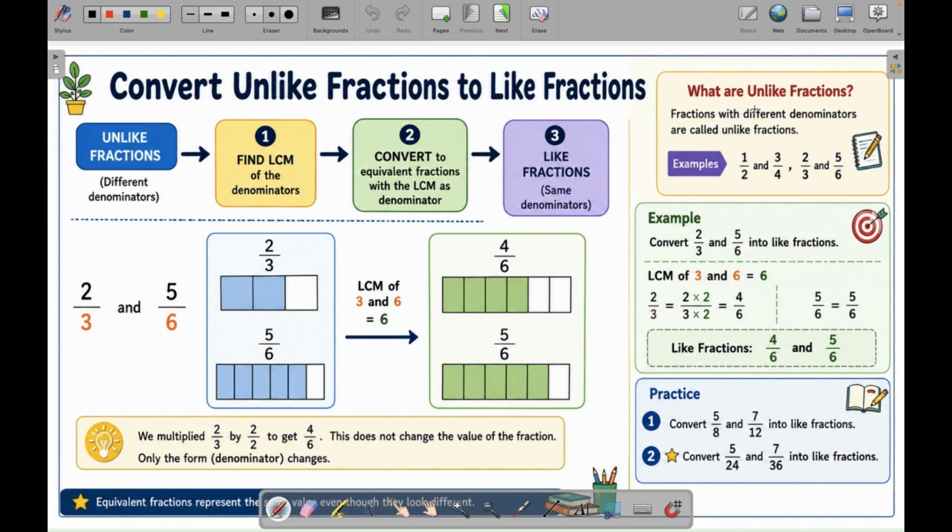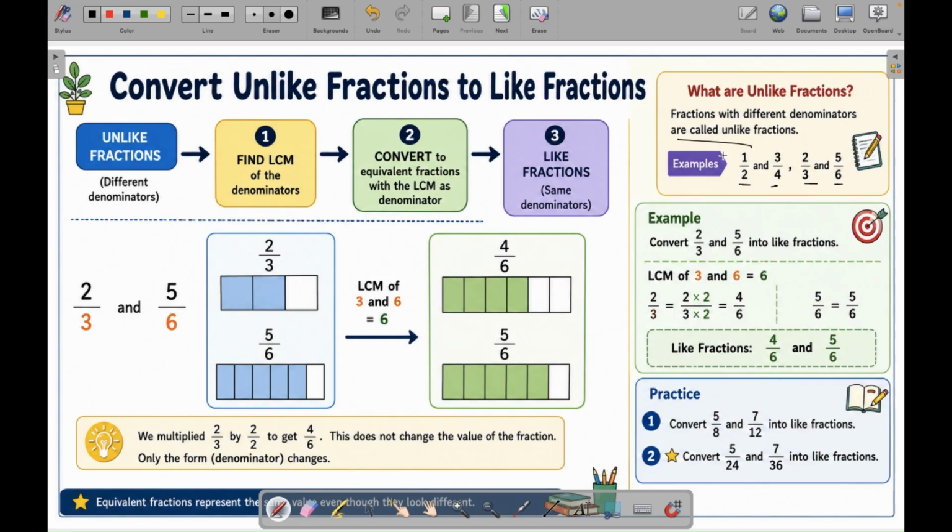Let us see how to convert unlike fractions to like fractions. So we know that unlike fractions are the fractions that have different denominators. Here are two examples, 1 by 2 and 3 by 4. Both of them have different denominators. Another example can be 2 by 3 and 5 by 6. Again, both of them have different denominators, right?